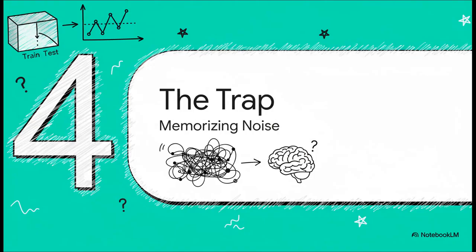But, and this is a big but, there's a trap. The training data isn't perfect. It's messy. It contains the real underlying patterns, what we call the signal, but it's also full of random quirks, weird one-offs, and irrelevant details. That's the noise. And the model's biggest challenge is to learn the signal without getting fooled and memorizing the noise.